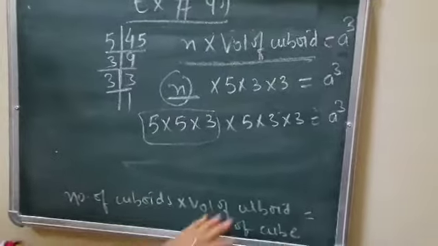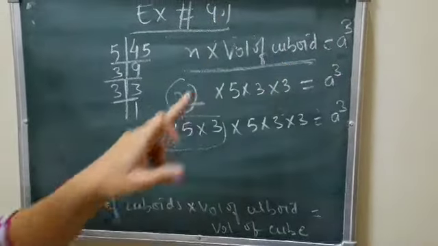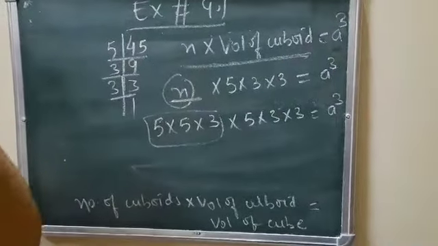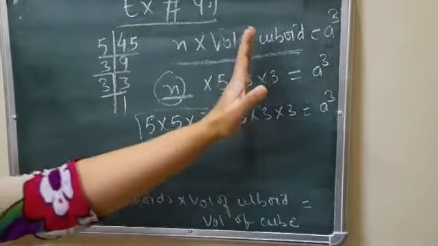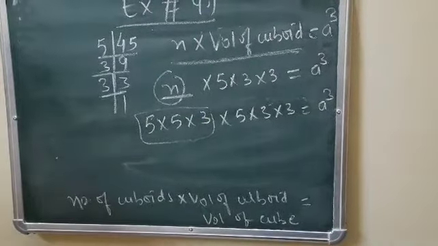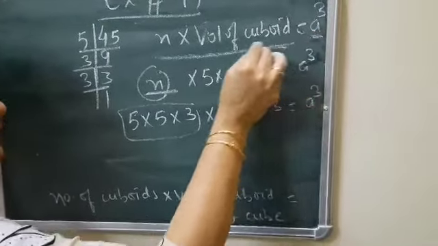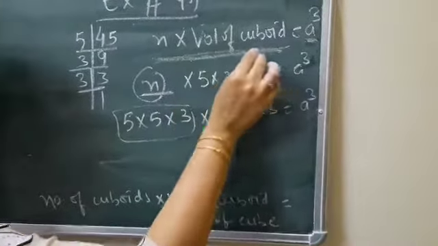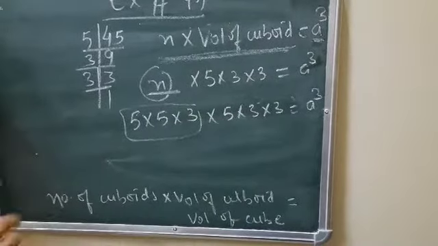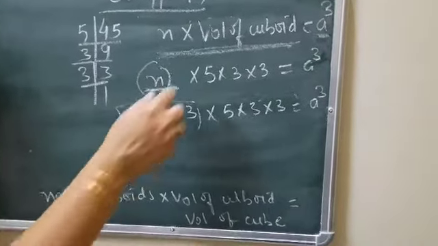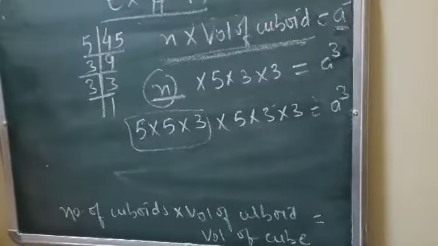Now the volume of cube formula is a cube. Number of cuboids we have assumed to be n, because we don't know that. So n into volume of cuboid is equal to a cube. This means when these two are equal, if this is a cube, then this should be a perfect cube, because only then they will both be equal. Now we have checked, this is not a perfect cube.